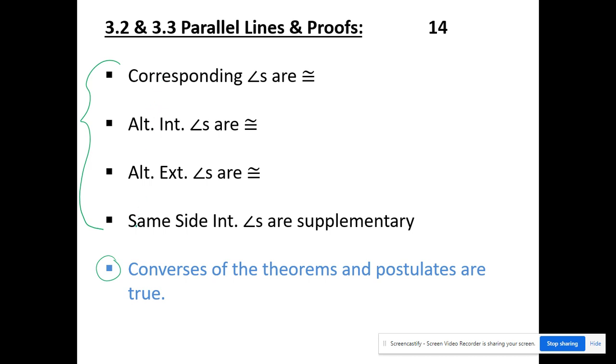So I've condensed these down a little bit so that it's not quite as overwhelming a task. What you need to know is that if you have corresponding angles, they're congruent. If you have alternate interior angles, they're congruent. Alternate exterior angles, those are congruent. The only ones that aren't congruent are same side interior.